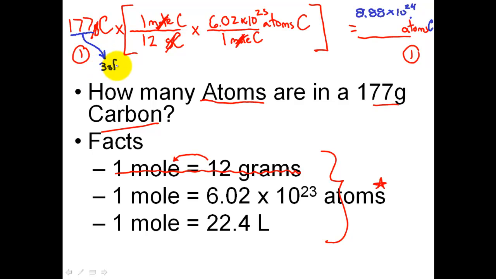Now that's important to me because that tells me in my answer, I also need to see three significant figures. And so I rounded my answer off to have decimal point. It goes like this: 1, 2, 3 sig figs. So 8.88 is what I have. It was 8.88795, and I round that off to 8.88 times 10 to the 24th. So just be alert of that. That's something you need to make sure you have.